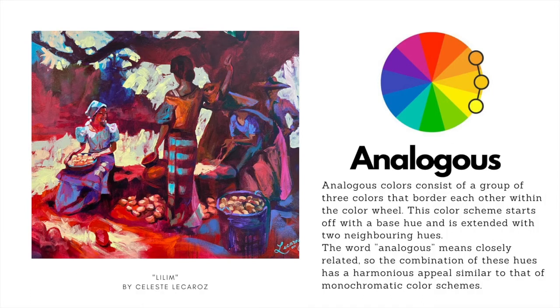Next, analogous colors. Analogous colors consist of a group of 3 colors that border each other within the color wheel. This color scheme starts off with a base hue and is extended with 2 neighboring hues. The word analogous means closely related, so the combination of these hues has a harmonious appeal similar to that of monochromatic color schemes. These palettes are known to be pleasing to the eyes, so if you're unsure of which color scheme to use in your next project, an analogous color palette never disappoints. It is always safe to use.